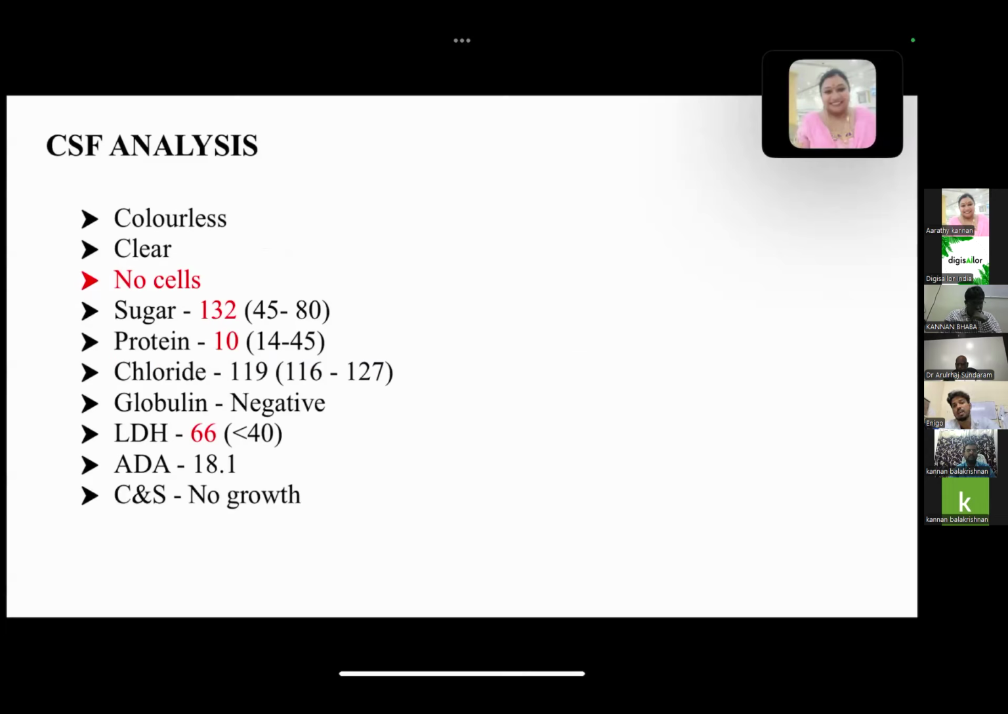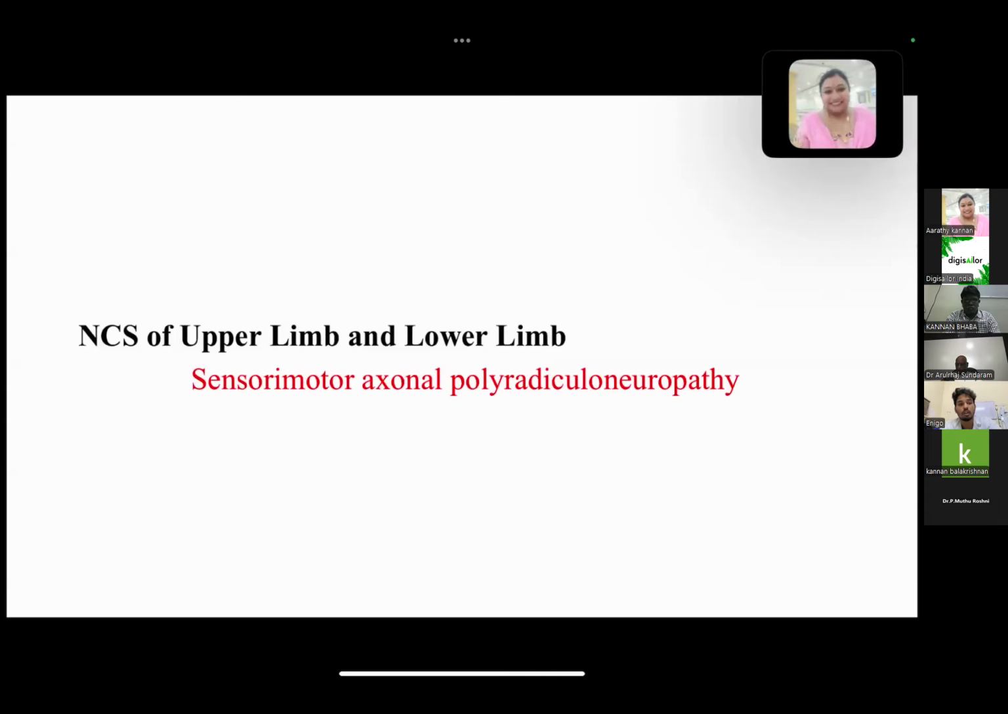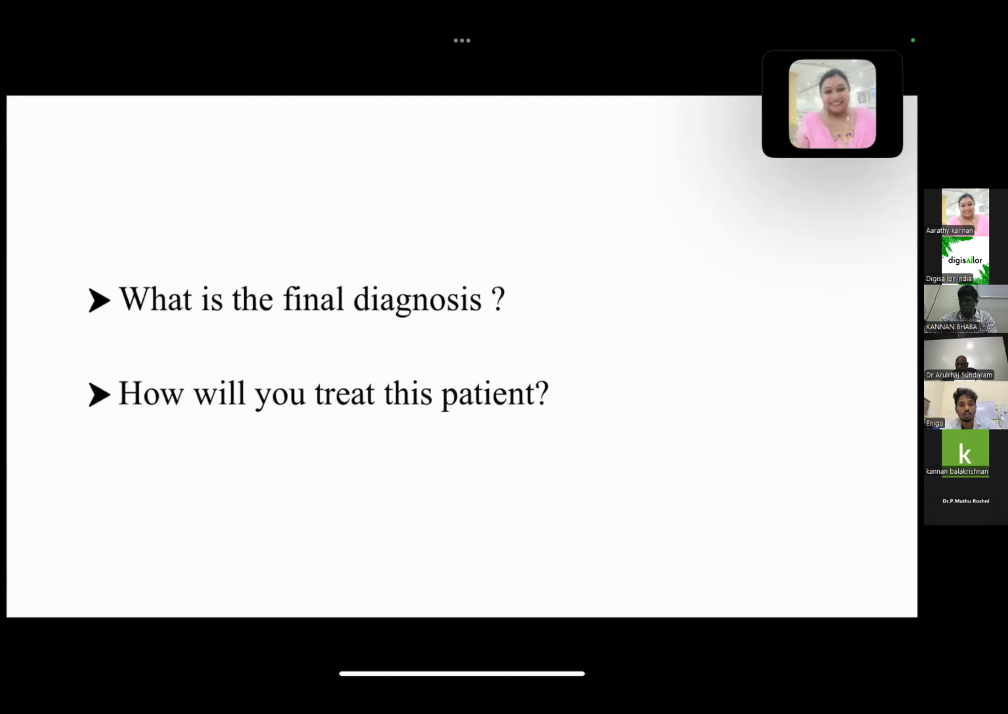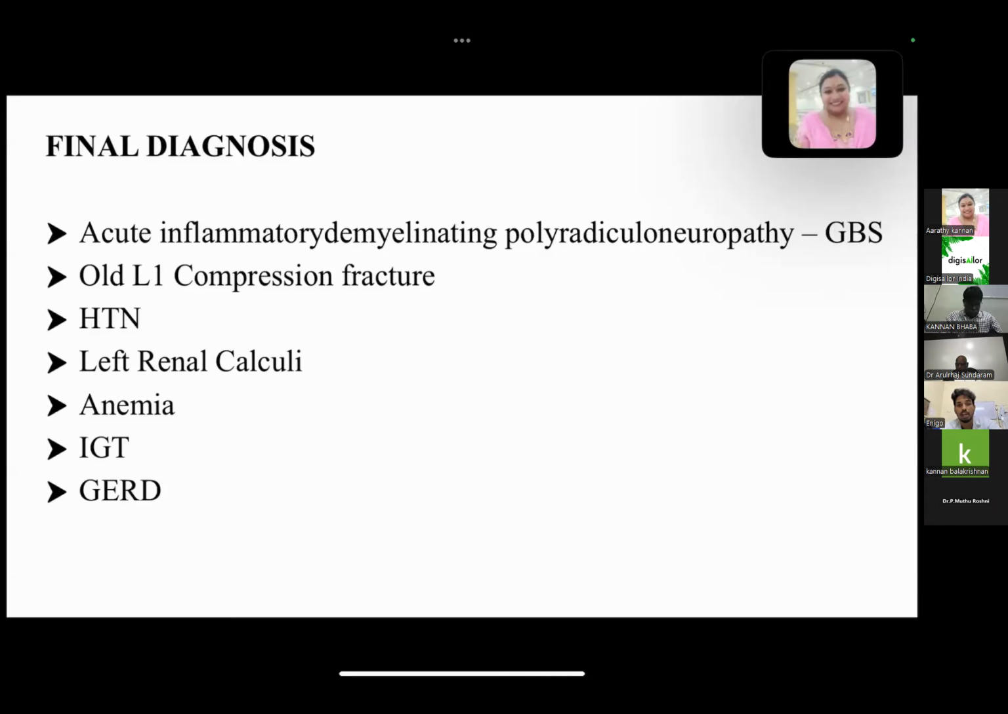Lumbar puncture was done in this patient and it shows no cells, sugar was elevated, protein was slightly low, LDH was elevated to 66, ADA was normal, and the culture and sensitivity shows no growth. So it was inconclusive, and then we went for the nerve conduction study, and it shows sensory motor axonal polyradicular neuropathy. So the final diagnosis was made as acute inflammatory demyelinating polyradicular neuropathy and Guillain-Barré syndrome, old L1 compression fracture, hypertension, left renal calculi, anemia, impaired glucose tolerance, ERB.